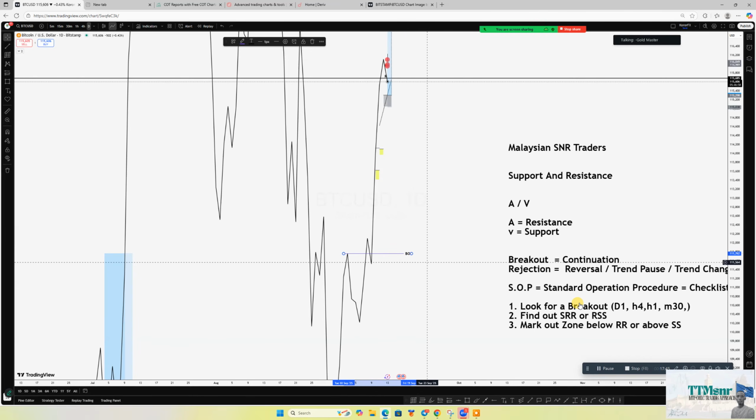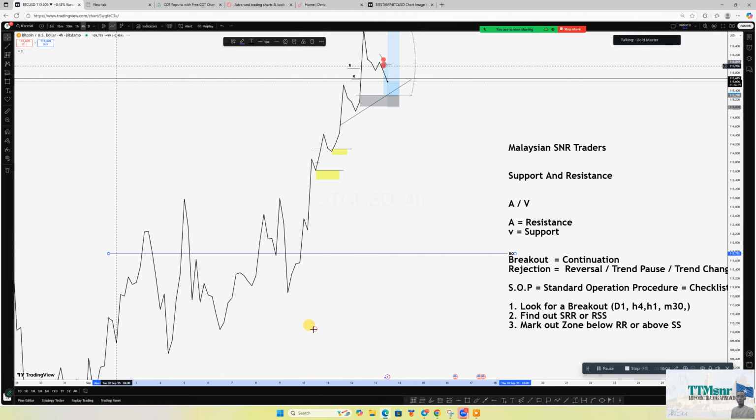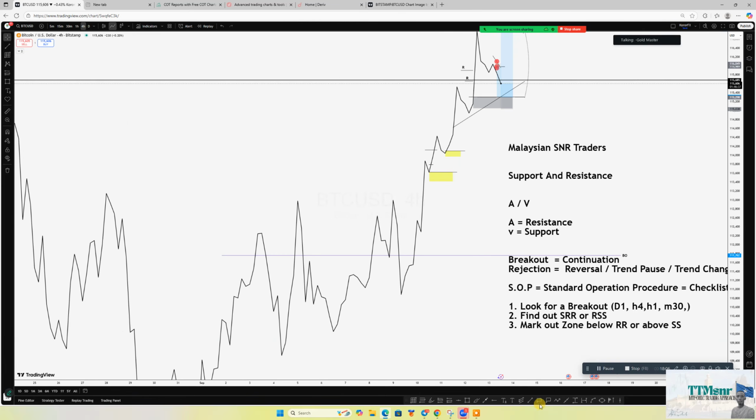Then go maybe 4 hour or 1 hour or 30 minutes, 15 minutes, and look for SRR or RSS according to the setup. Since we are buying, we will look for support that breaks 2 resistances up higher. So if I go 4 hour, for example, we have a support here, right? There is support here.